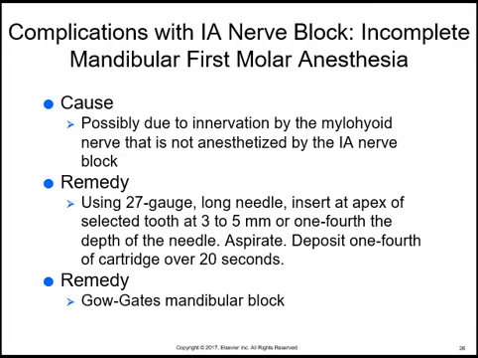Another complication with the IA nerve block is incomplete mandibular first molar anesthesia. The cause is possibly due to the innervation by the mylohyoid nerve that is not anesthetized by the IA nerve block. The remedy would be using a 27 gauge long needle, inserting at the apex of the selected tooth at 3 to 5 millimeters or 1/4 the depth of the needle. Aspirate and deposit 1/4 of the cartridge over 20 seconds. Another remedy would be using the Gow-Gates mandibular block, which is the true mandibular block.